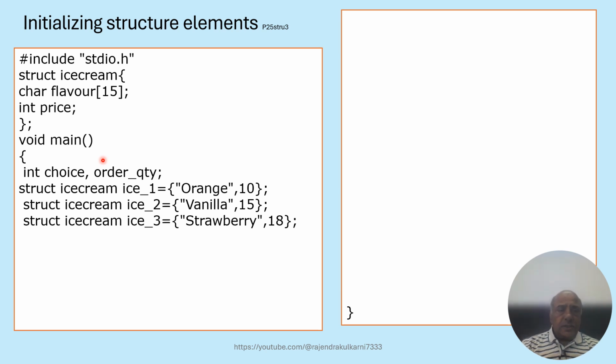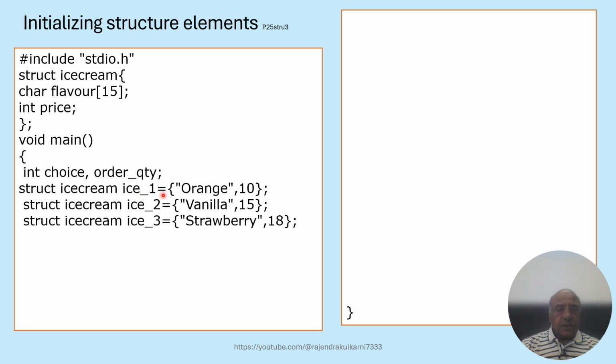Then we declare two int variables, choice and order_qty, which stands for order quantity. And this is the declaration of variables ice1, ice2, ice3 of data type struct ice cream.